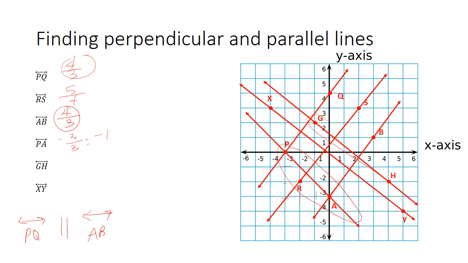GH here, we're going to go, let me erase that. GH, we would go down 1, 2, 3, 4. And we're going to run 1, 2, 3, 4, 5, so negative 4/5. And then XY, I'm going to go down 1, 2, 3, 4, 5, 6, 7.